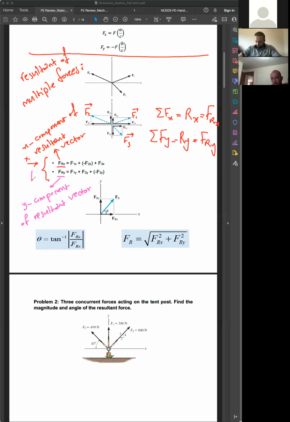For this one, usually we would say upward positive for the Y direction. All right. So if upward positive, you have F1Y positive plus F2Y positive, F3Y is downward, so minus F3Y. Okay, so these would be your resultant vectors.